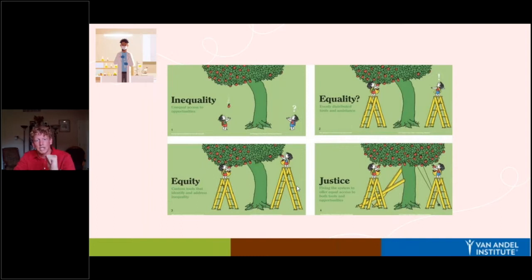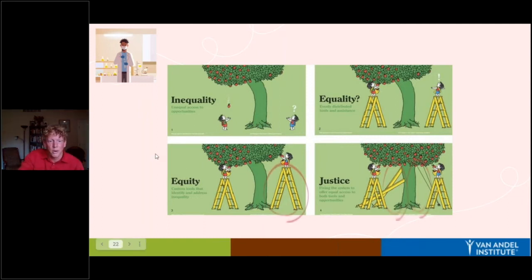But it also goes a step beyond that. It encourages us to help bend that tree in the first place, to change the way that structures exist so that things aren't as unequal in the first place, so that the playing field is not tilted in the first place. So this gets us thinking about moving beyond equity toward justice.